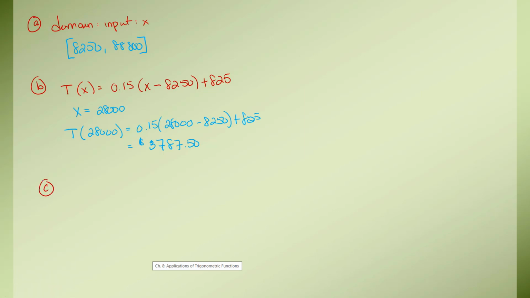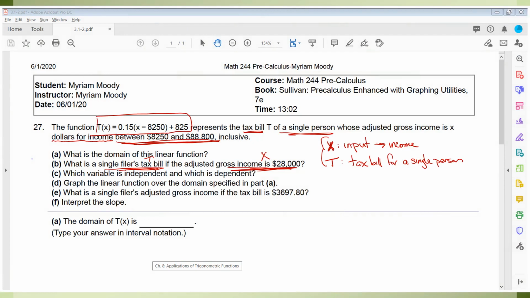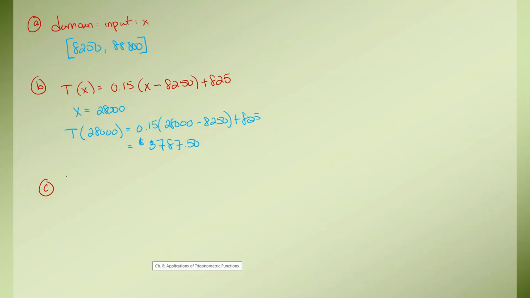Okay, so part C. What do they want to know with part C? Part C would like to know which variable is independent and which one is dependent. Okay, so we need to remember those words: independent and dependent. Remember, independent is your input. Dependent is the output because the output depends on what you input.